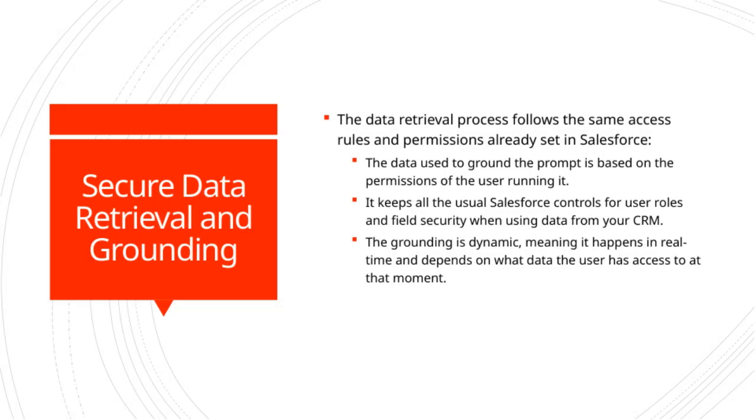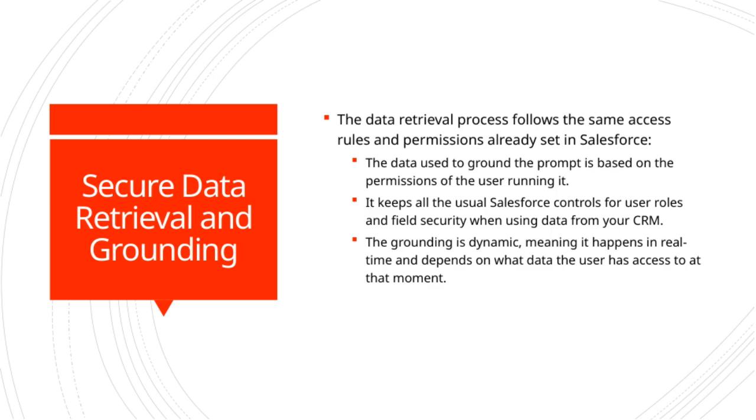The data retrieval process follows the same access rules and permissions already set in Salesforce. This means that any data used to ground the prompt is based on the permissions of the user who is running it. So, if a user has access to certain records or fields, that's exactly what will be used. It keeps all the usual Salesforce controls in place, like user roles and field security, when accessing data from your CRM. This ensures that data security and privacy are maintained consistently.